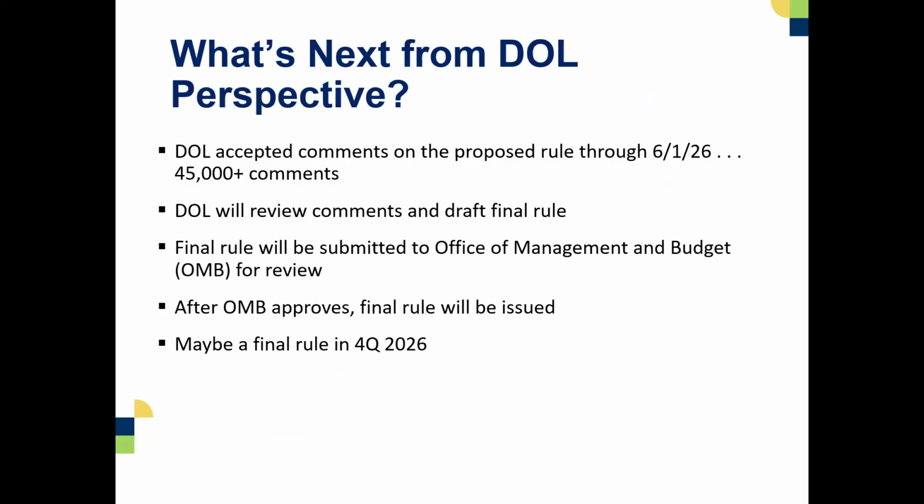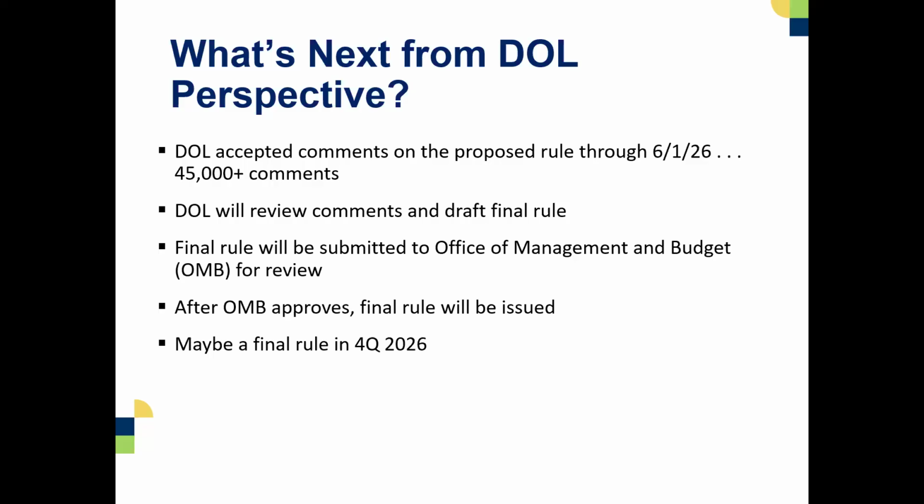What's next from a Department of Labor perspective? Well, they have 45,000 plus comments on the proposed rule. The Department of Labor is reviewing those comments after it goes through the Office of Management and Budget process for review. We may get a final rule in fourth quarter 2026. Depending on those comments and how long it takes to go through, it might be a little bit later than that. But people are thinking we may get a rule by the end of the year.